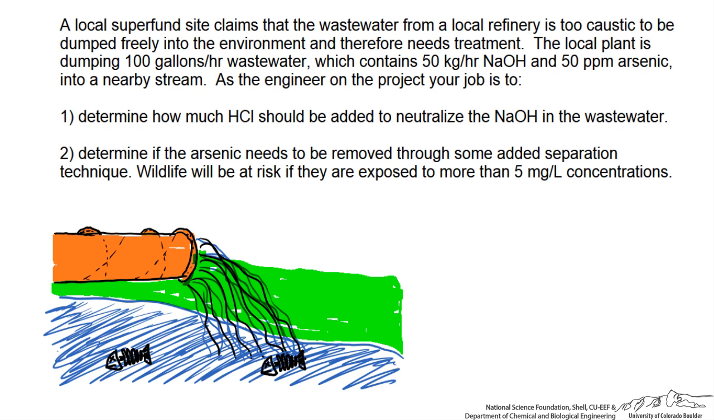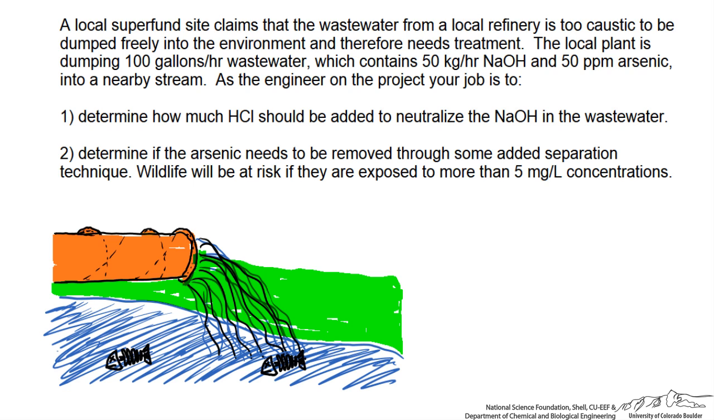Now, as an engineer, your job is to neutralize this waste stream before it's dumped into the environment. So to neutralize it, you'll use hydrochloric acid, since the product of NaOH and HCl is water and sodium chloride, and we could remove the sodium chloride if necessary. It's also important to determine if the amount of arsenic is beyond safe limits for the wildlife and the environment.